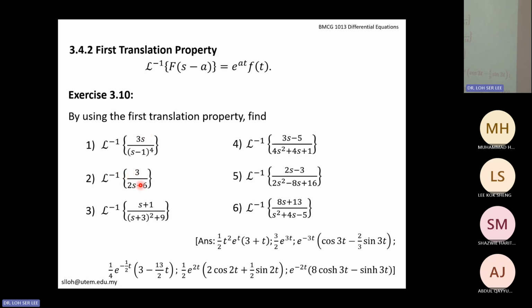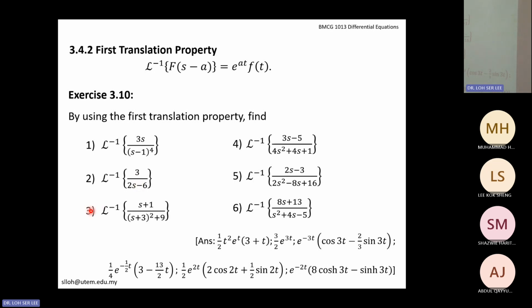If you look at this second function, after you factorize the 2 from the bottom, you have s minus 3. But this one, it has no s. So we don't have to change anything. This one, you can do the inverse Laplace directly.